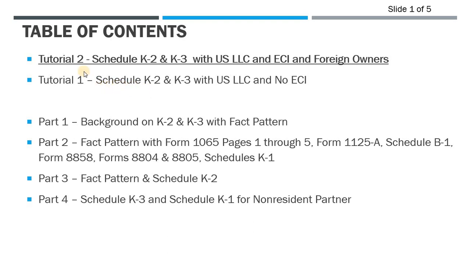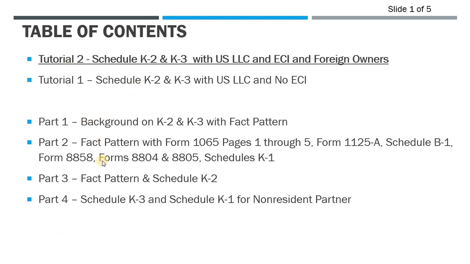Now, in this example, tutorial 2, we have a very similar fact pattern, but there's one change where we've added a U.S. subsidiary entity, so there is going to be effectively connected earnings. So if you want to start with the first playlist, tutorial 1, I'll put a link to that below. Go check that one out first maybe, and then come back to this second installment.